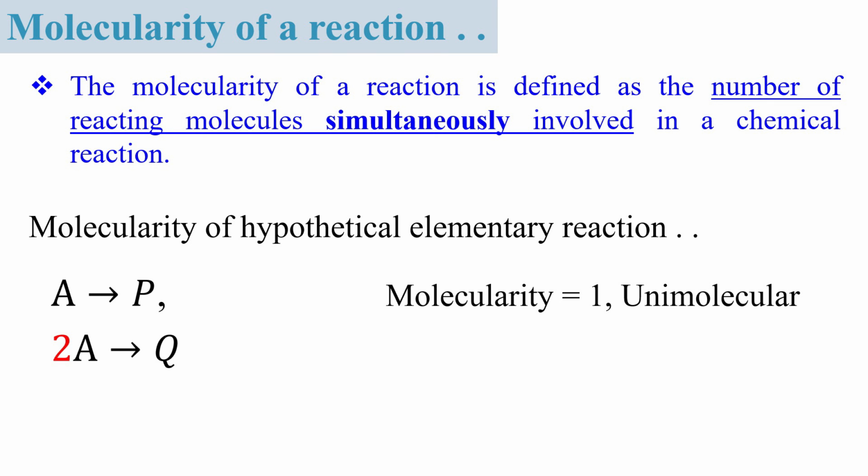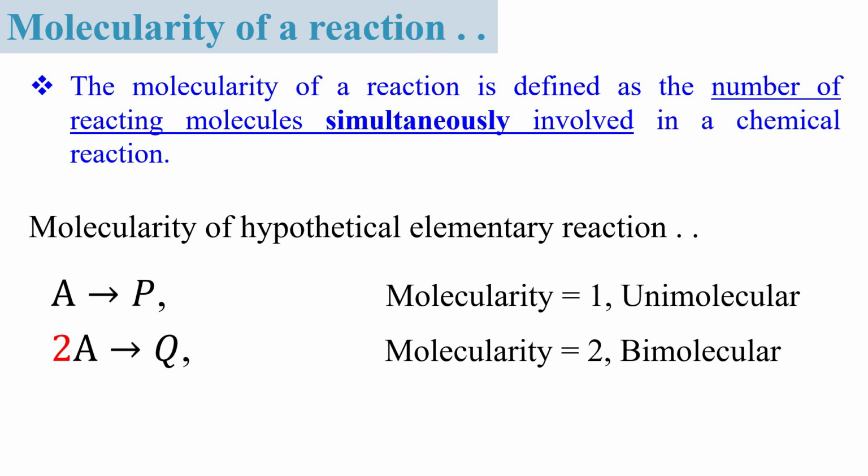Next example, the reaction 2A to Q. Here the number of reacting molecules simultaneously involved is 2. So the molecularity of the reaction is 2. The reaction is called a bimolecular reaction.